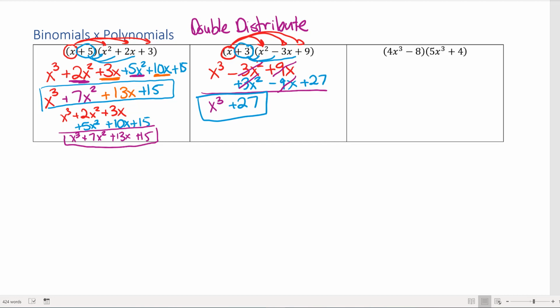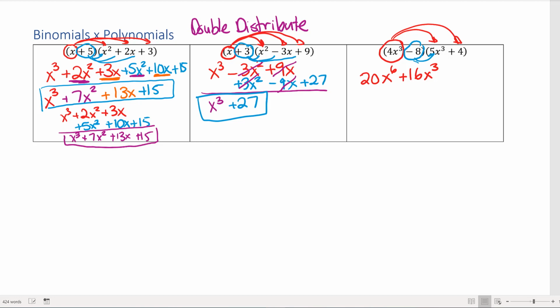On our last problem here, I have 4x cubed, and that's going to distribute. 4x cubed times 5x cubed, that's going to be 20x to the 6. 4x cubed times 4 is 16x cubed. Now I could either write it to the side when I distribute my next term, negative 8, which I'm going to do here in blue, or you could write it underneath.